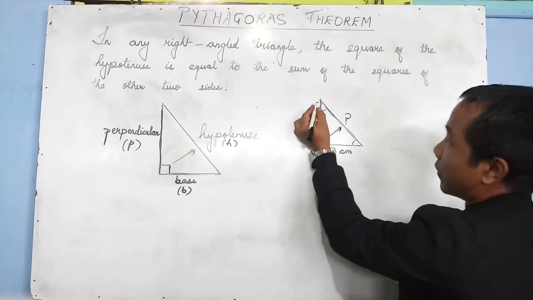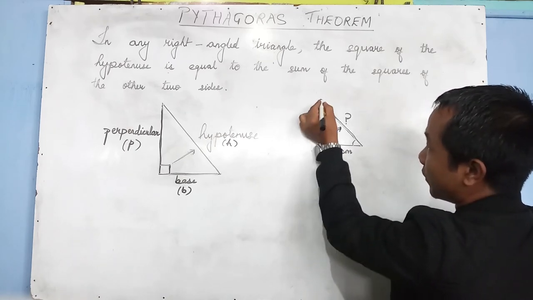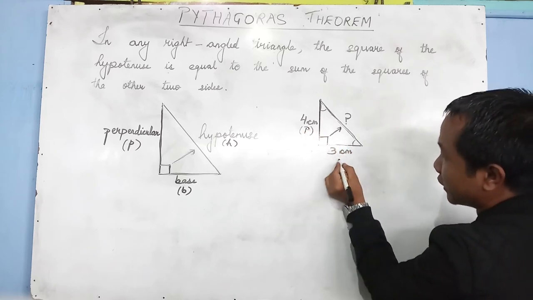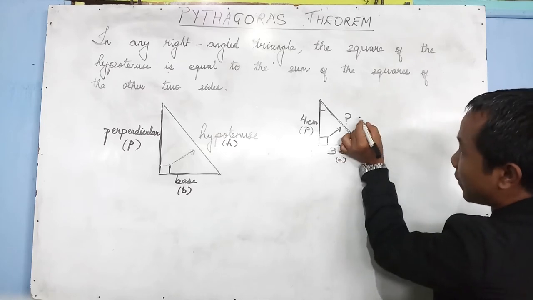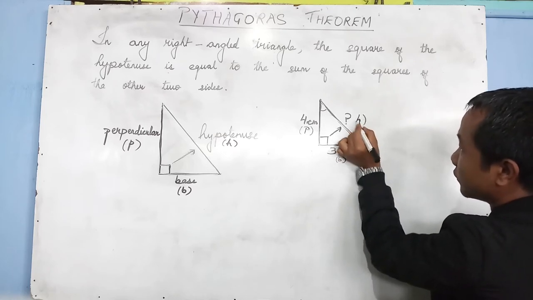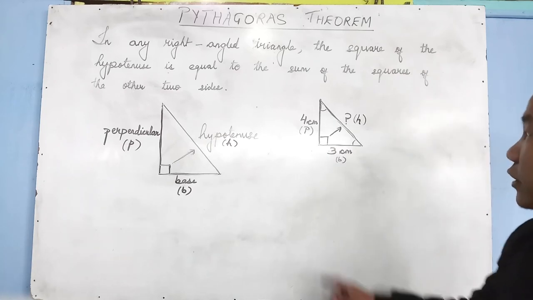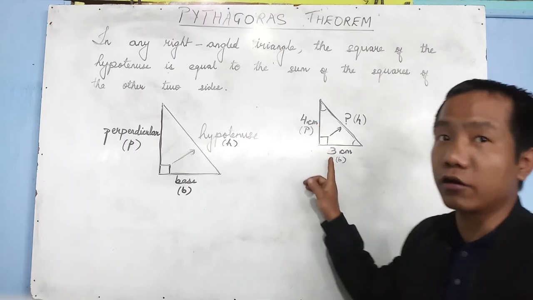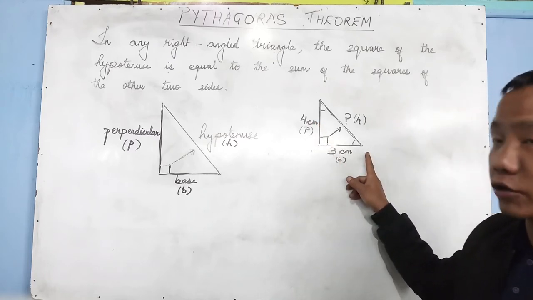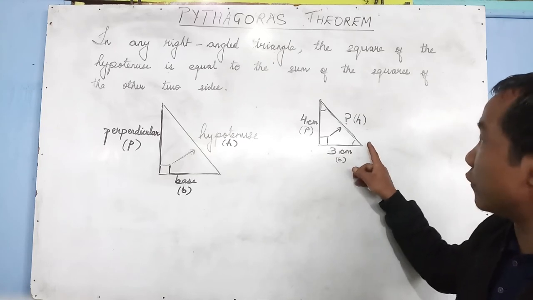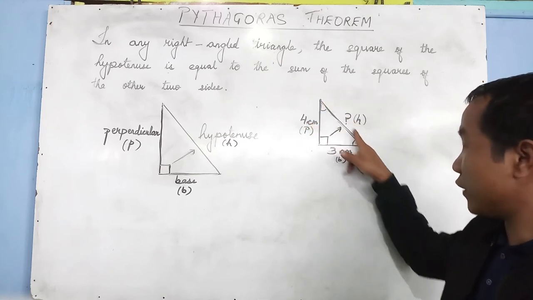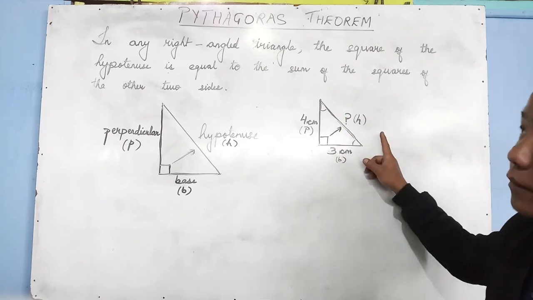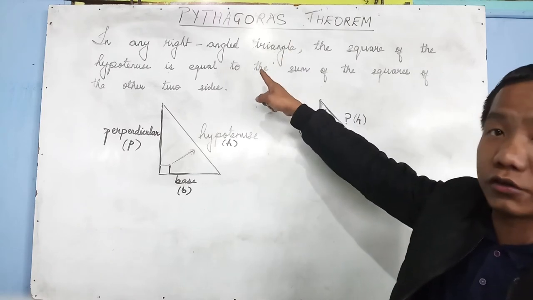Now this is the perpendicular, let's call it P, and this is the base, let's call it B, and this one, the hypotenuse, H. In this right angle triangle, the length of the perpendicular is 4 cm and the length of the base is 3 cm. The question is, what will be the length of the hypotenuse H? We can find it by following the definition of the Pythagoras theorem.